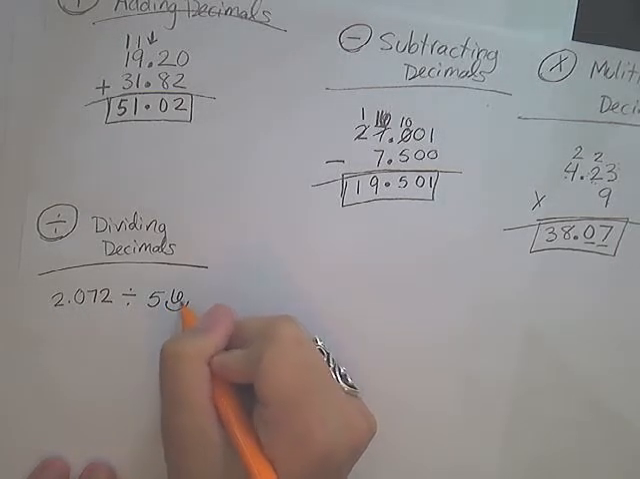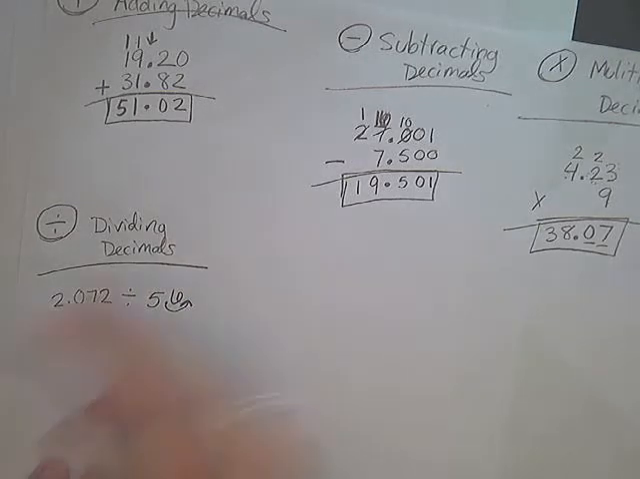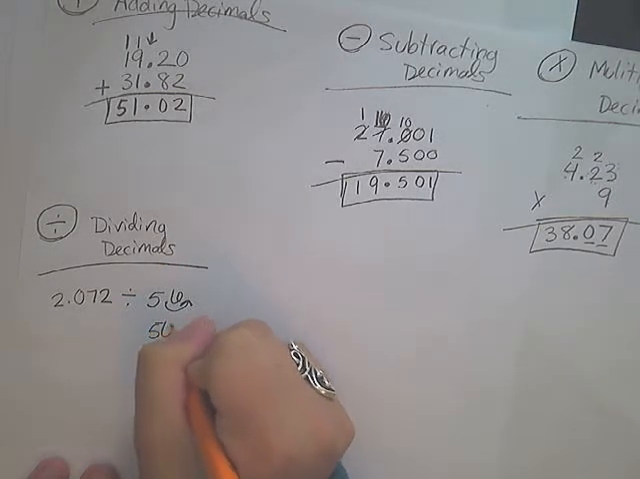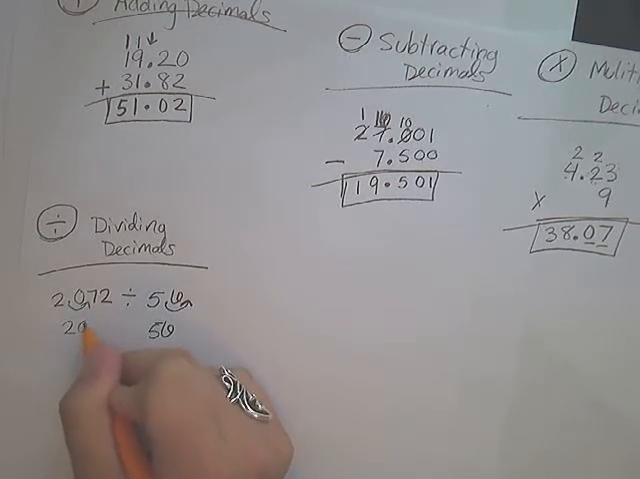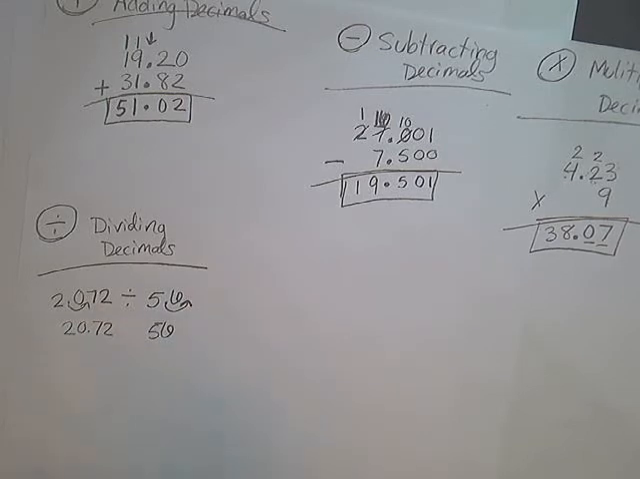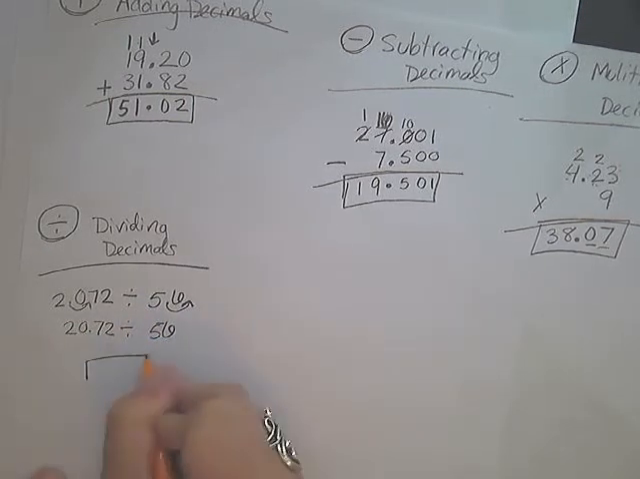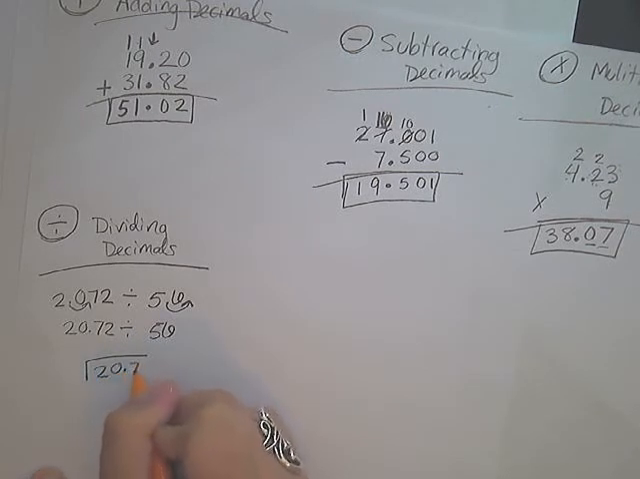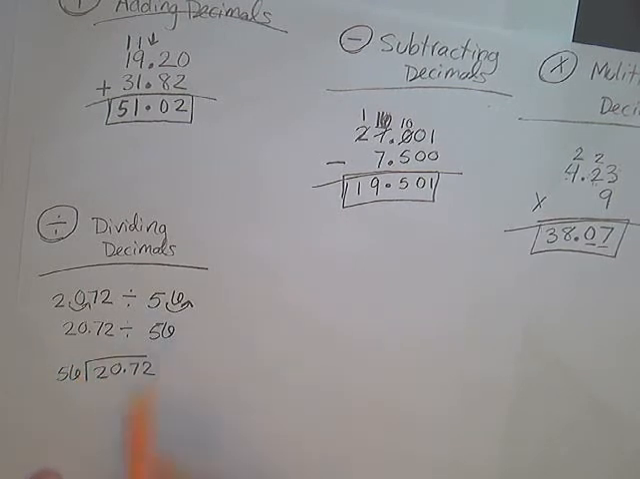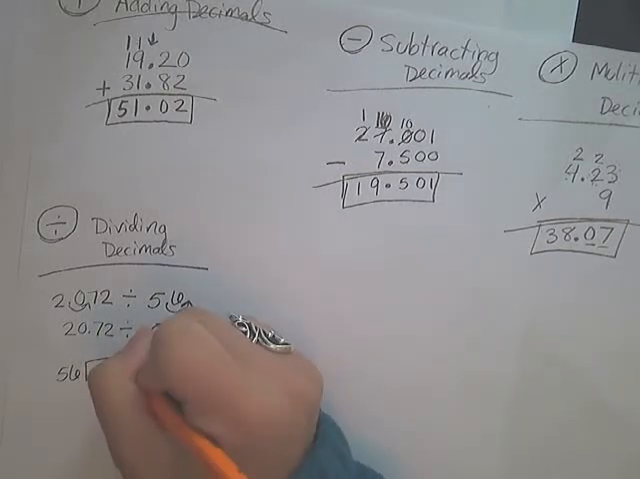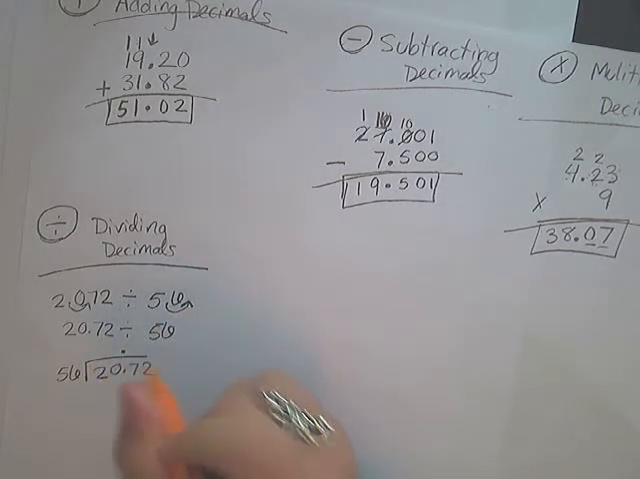So we're going to move this decimal over 1. That's going to give us 56. And then we move this decimal over 1. That's going to give us 20.72. So we're going to go ahead and set up our problem: 20.72 and 56. Again, you can just pretend like the decimal isn't there, but you're also going to keep it up here at the top. And then you can just divide and pretend like the decimal's not there.